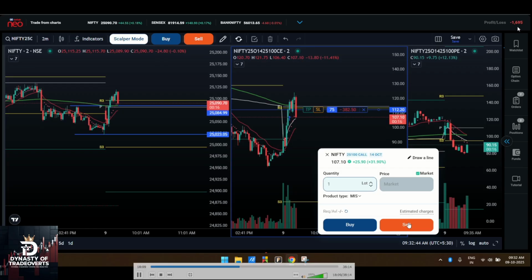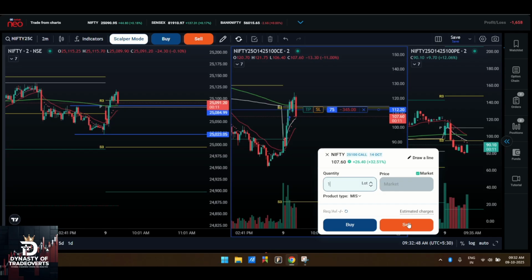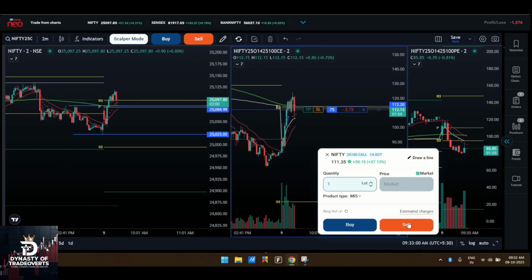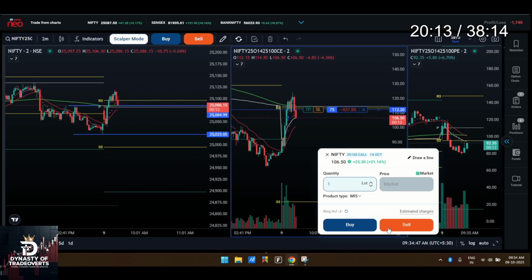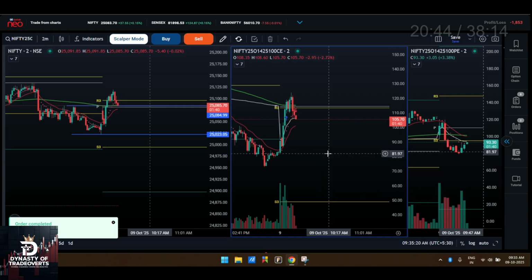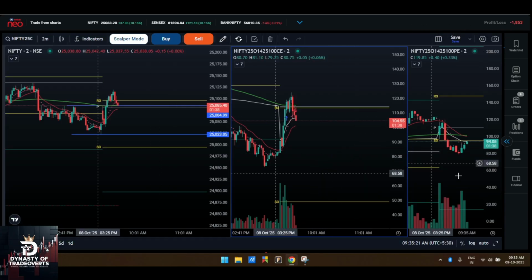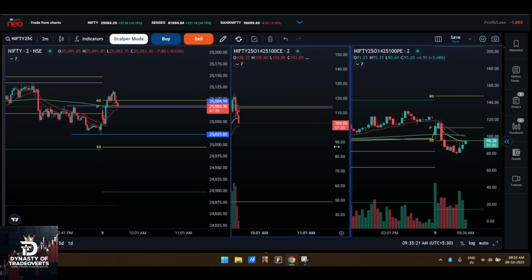My losses crossed 1700, but this is false hope. I'm not sticking to my rules, sticking to my stop loss. These are the dangers of taking revenge trades or emotional trades. It's clearly broken my SL and I have exited the trade.